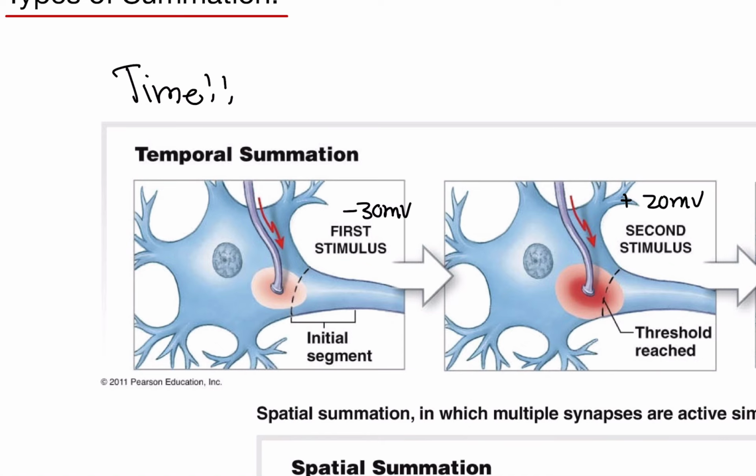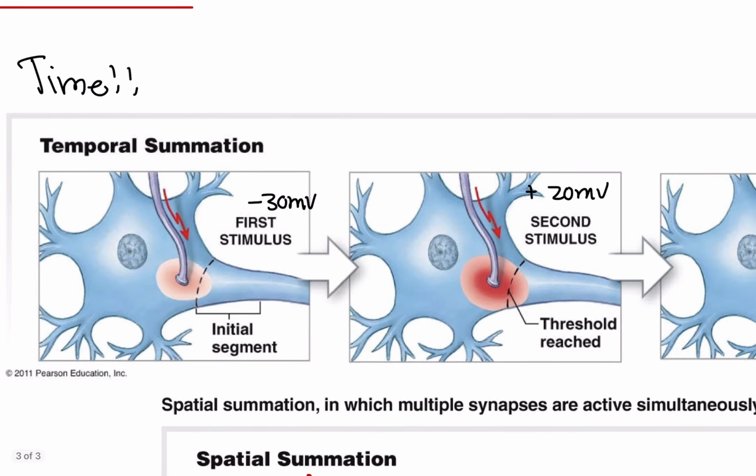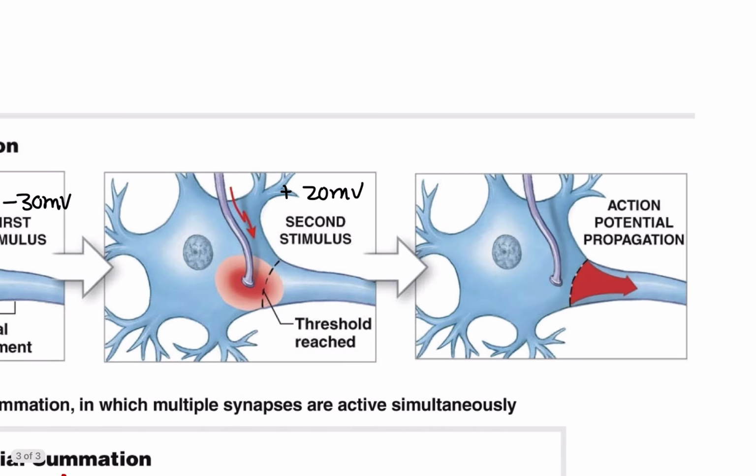What this is saying is we get our first stimulus, but the first stimulus is not enough to create an action potential. So a second stimulus is going to come and hit the exact same location, but literally moments later, like I'm talking about milliseconds later. And this is enough to generate an action potential.